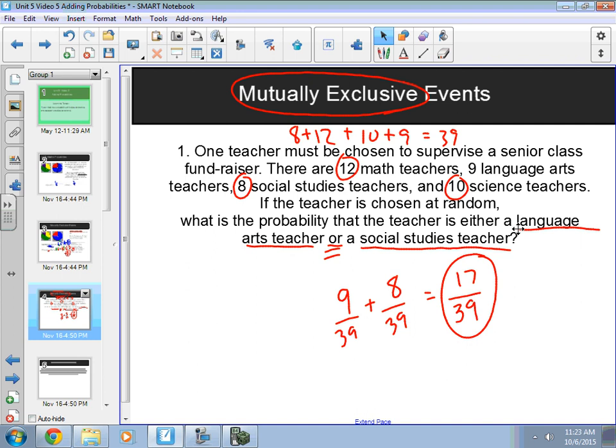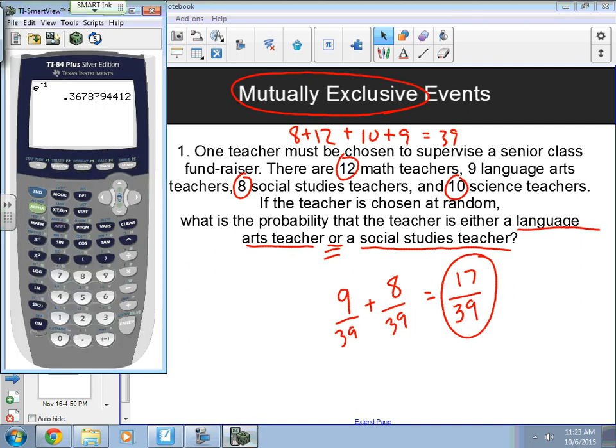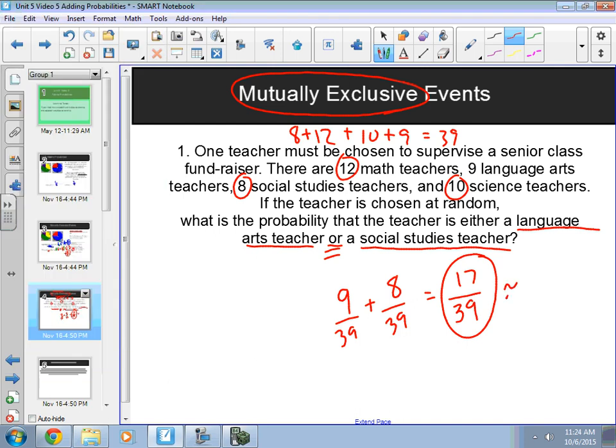If they want it as a percentage probability, then you just have to do some dividing. 17 divided by 39 would equal this. Remember, you've got to move the decimal point over 2 places, or you can multiply by 100 to change it to a percentage. So this would be the same as about 43.6%. So pretty close to a half chance that it happens.